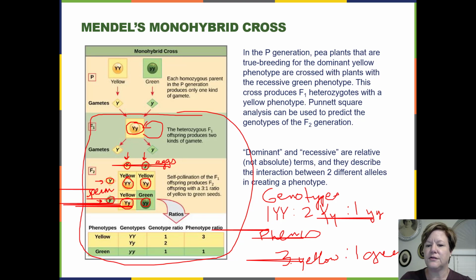You would expect 3 that have whatever phenotype is from the dominant allele for every 1 that have the phenotype that is associated with the recessive allele. The 3-to-1 ratio.